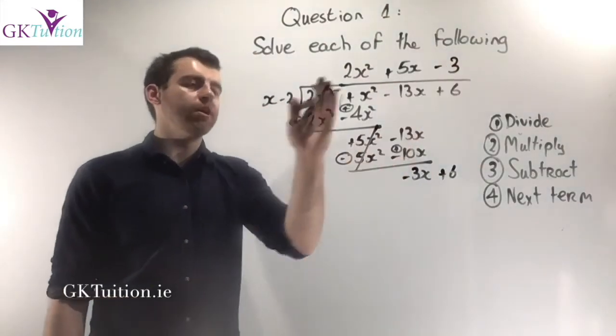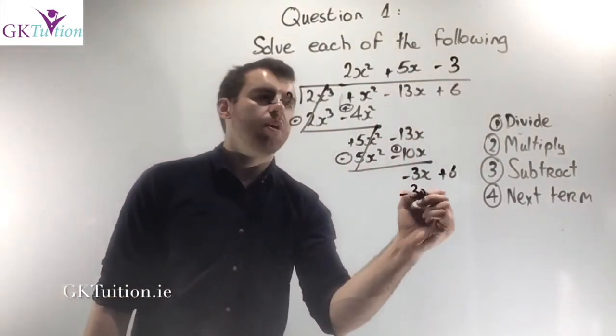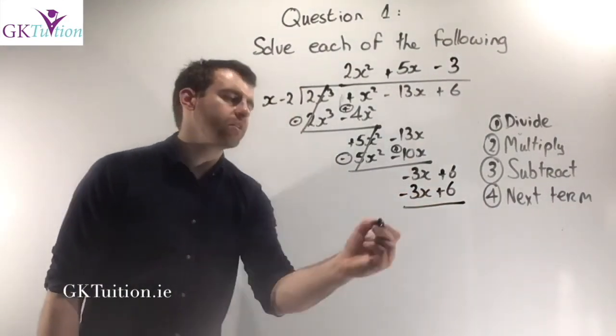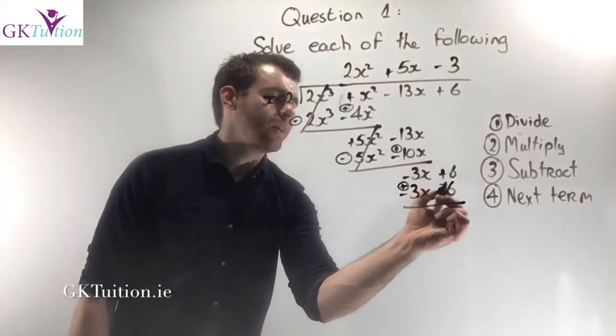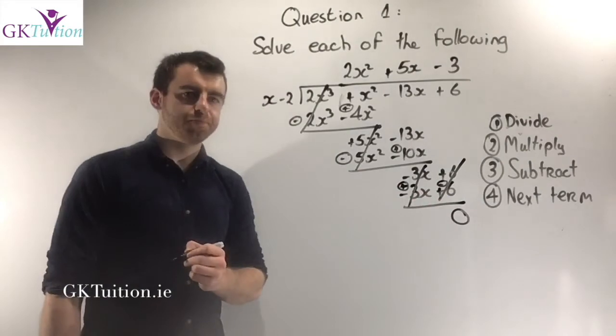I then multiply minus 3 by each of these. Minus 3 by x is minus 3x, while minus 3 by minus 2 gives me plus 6. I'll then change my signs, so I'll get a plus 3x and a minus 6. The x's will cancel and the numbers will cancel and I'm left with 0.